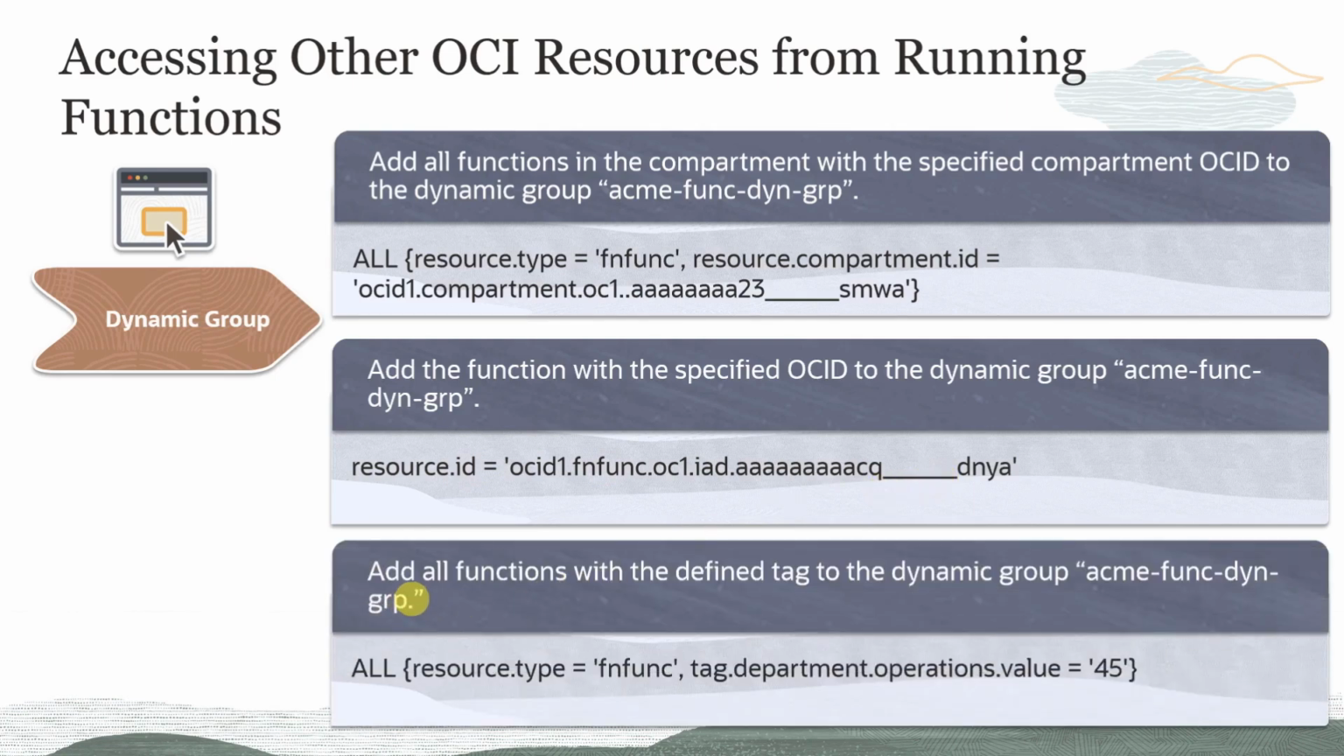And if you want all functions within a specific defined tag to be able to access a resource, then you must enter the rule as displayed on the screen. For example, if you want to specify all the functions with a specific tag in your dynamic group, you use the rule all resource.type, which is set to fnfunc, and specify the tag name and value.